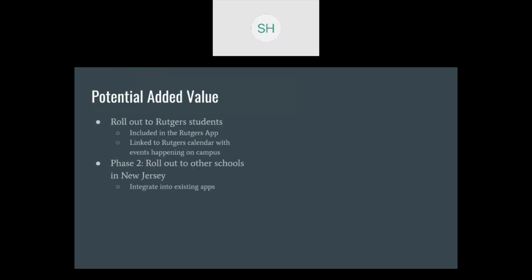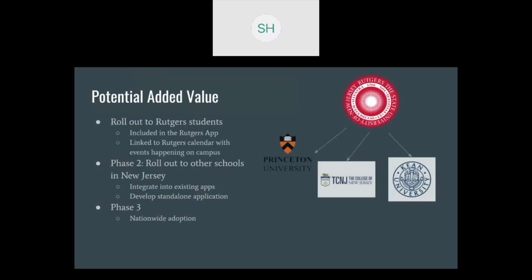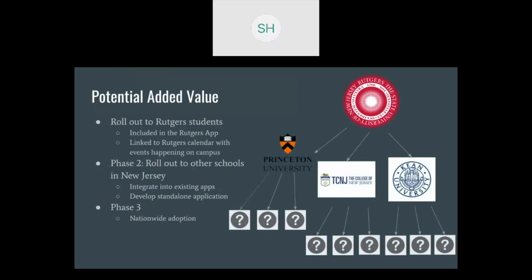Possibly have development teams integrating into existing applications. However, we could also develop a standalone application, as we did for our project presently. In phase 3, ideally nationwide adoption. So there's just kind of a graphic to show the progression and what is possible for the application. Obviously, Rutgers would be a great place to test it out. Maybe fix any bugs, get critiques from actual students using it, and then roll it out to universities nearby. And then from there, who knows where this can go.